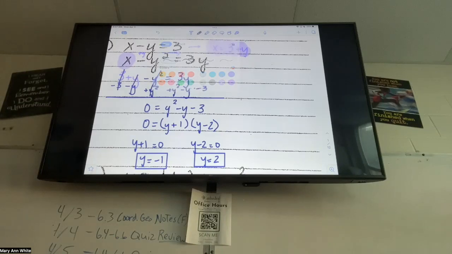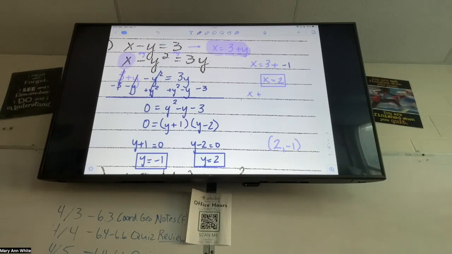So the first one will be x equals 3 plus negative 1. And that's going to be x equals 2. And so again, I do like to write these in ordered pair notation. So when I plugged in that negative 1, I got out a 2. So we're going to say 2 comma negative 1. And the 2 goes first because it's the x. The negative 1 goes second because it's the y.